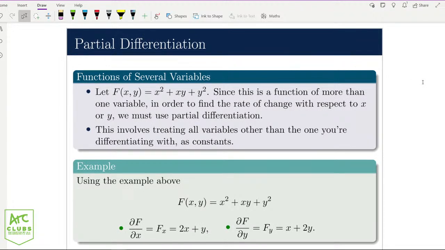When we are dealing with functions with several variables, for example, this function f, which is equal to x squared plus xy plus y squared, and we want to find the rate of change with respect to either variable x or y, then we must apply the technique of partial differentiation. Applying the technique essentially just involves treating all variables other than the one we're differentiating with respect to as constants.